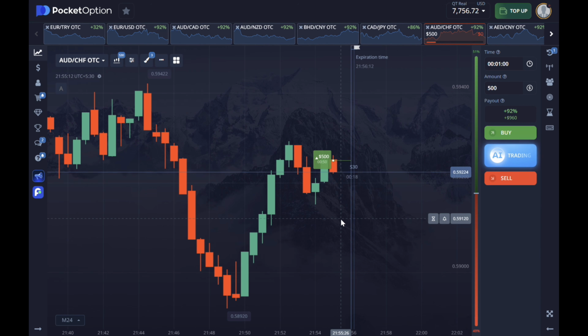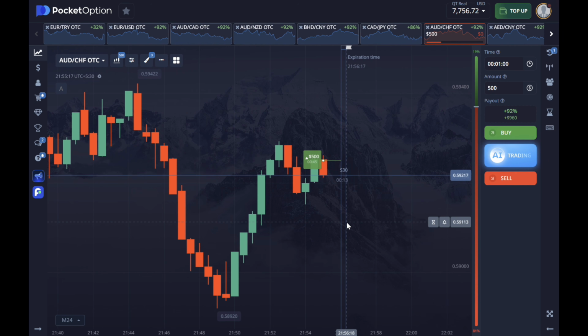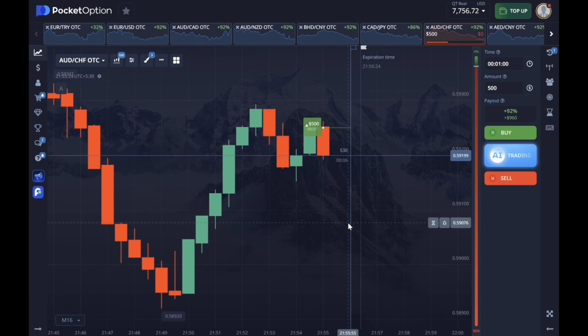Okay, and here I also noticed a higher low formation. That means after the green candles, a small red candle formed, but it couldn't break the previous low. This means the market is forming a higher low, which confirms a reversal.